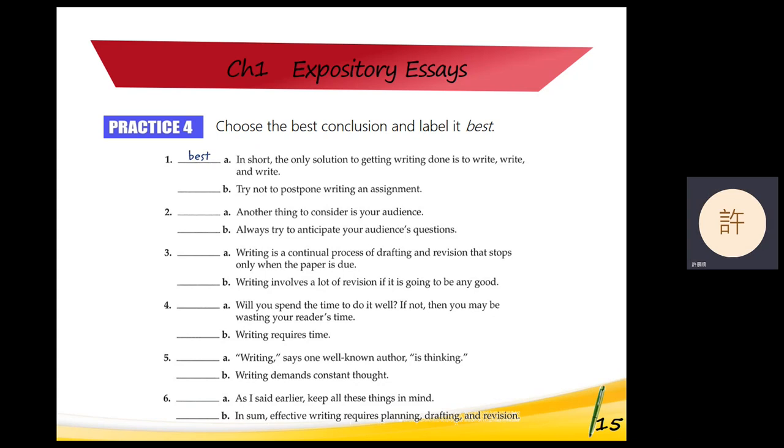Question 1. A, in short, the only solution to getting writing done is to write, write, and write. B, try not to postpone writing an assignment. And the answer is that A is the better conclusion. Why? Well, first of all, it says in short, which is a kind of concluding phrase. But if we ignore that, the only solution, so there's only one way to do this. It feels like it's the end of the paragraph, right? Maybe you talked about different ways, but in the end, there's only one way.